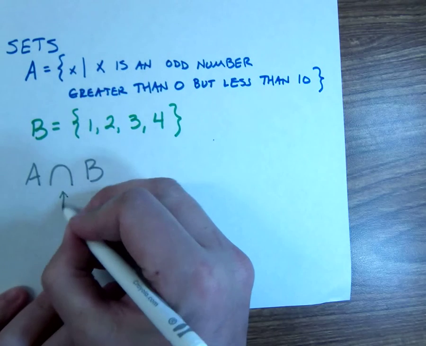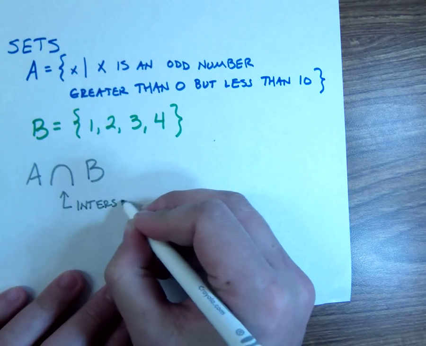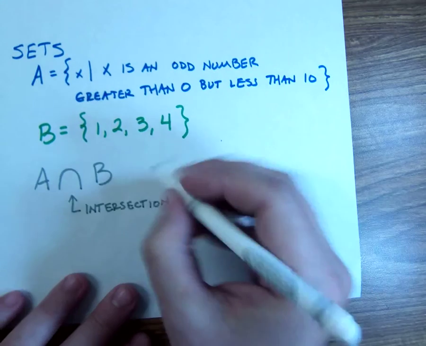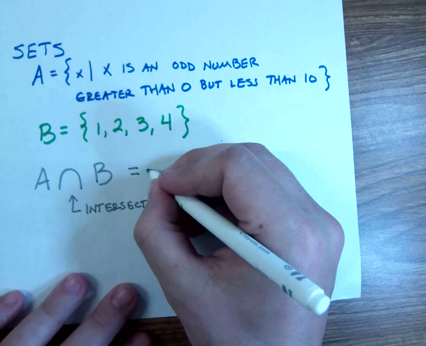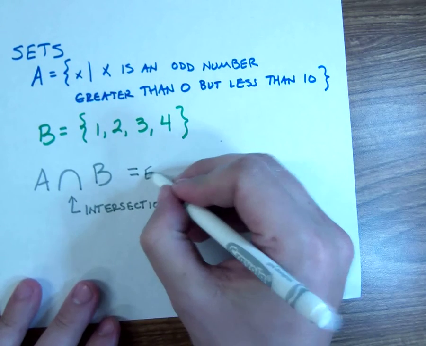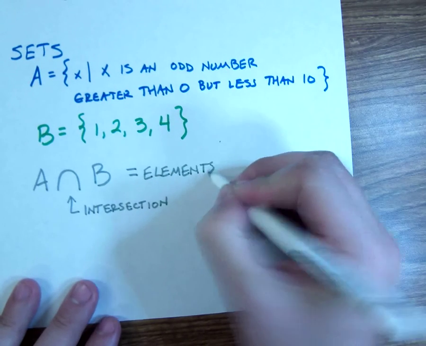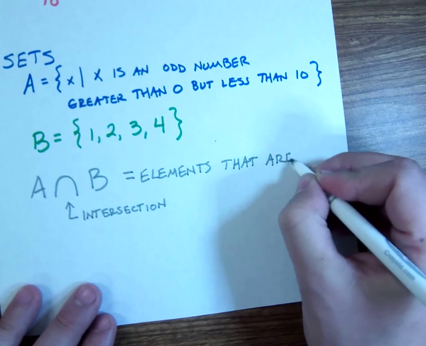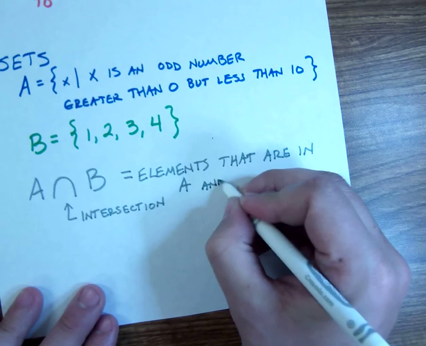This symbol right here means intersection. Are you sure we learned that last semester? 100% sure. And what this means is the elements, I'm going to call them elements because they don't have to be numbers, that are in both sets, so that are in A and B.